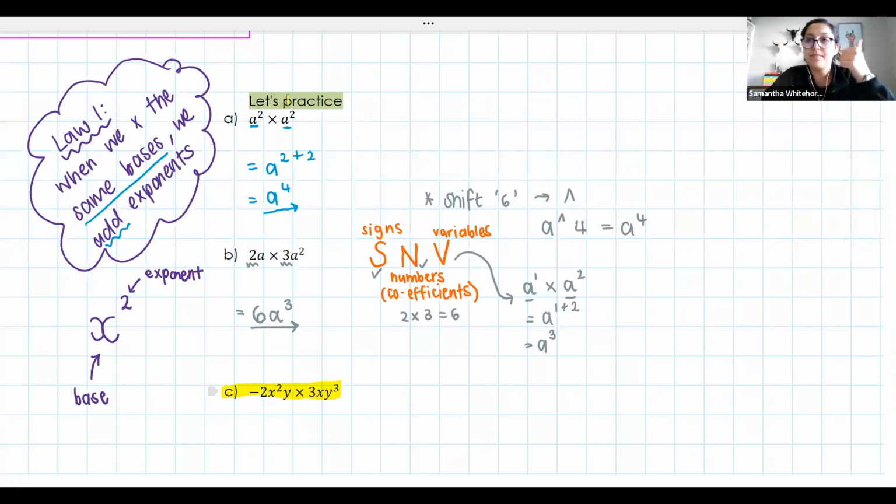Things to remember: signs, numbers, variables, so S and V. And remember, the law says that when we have the same bases, we can add the exponents. So we can only add exponents when our bases are the same.